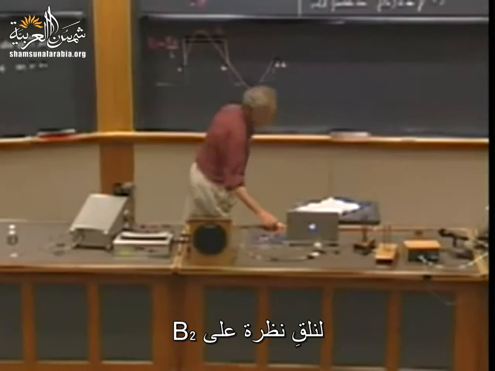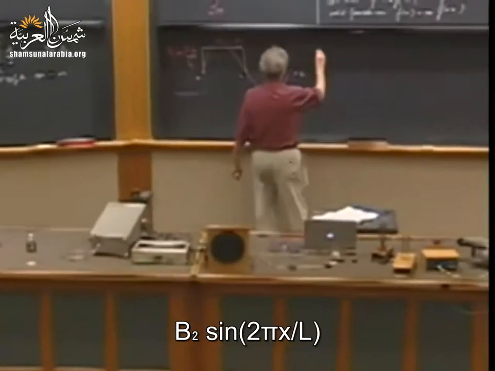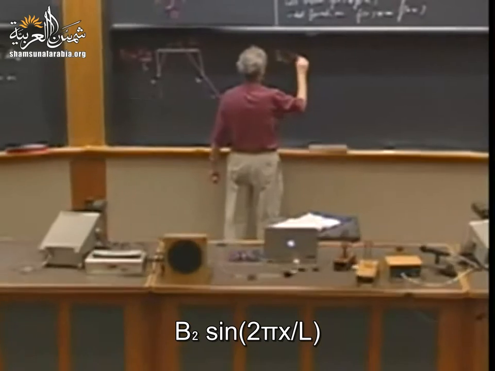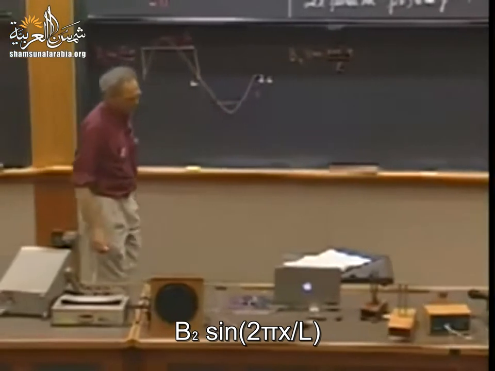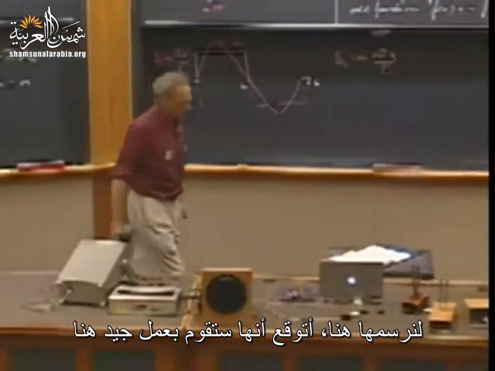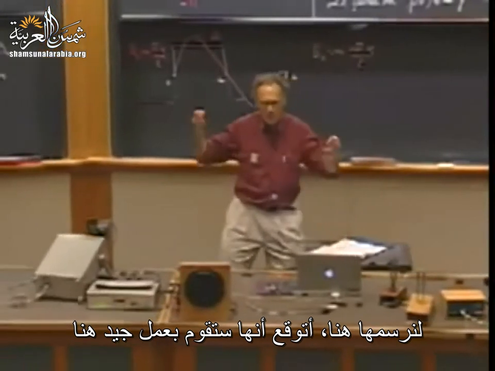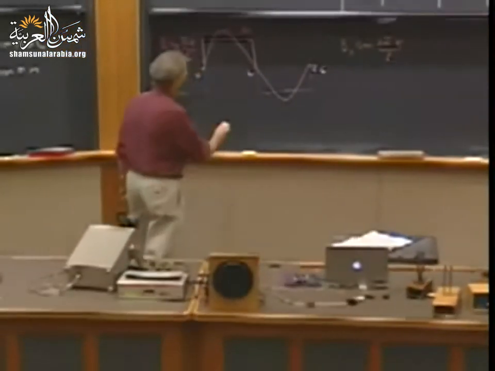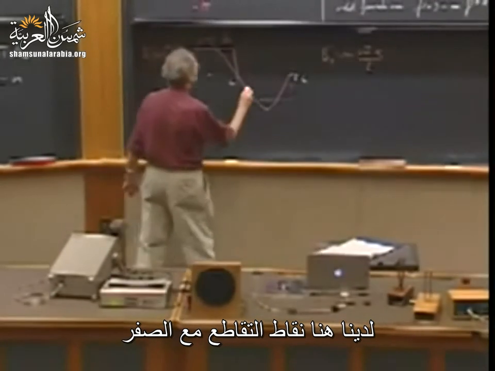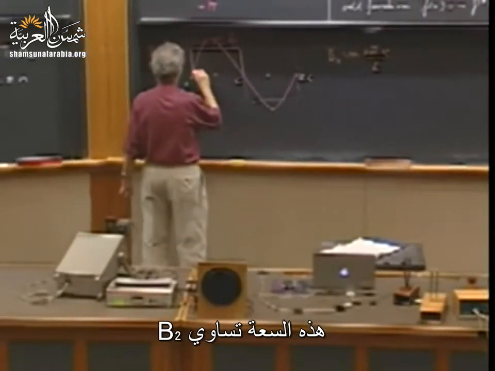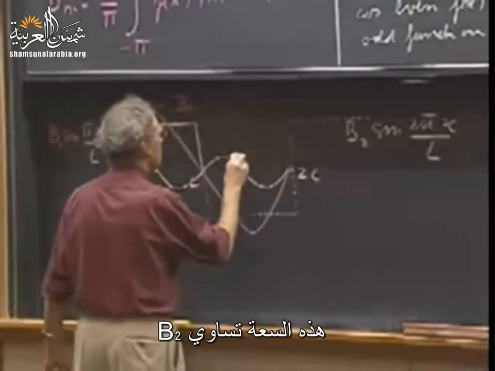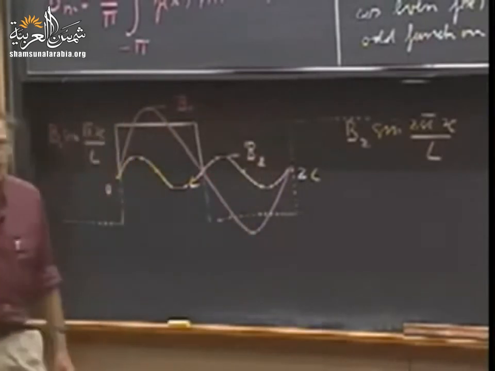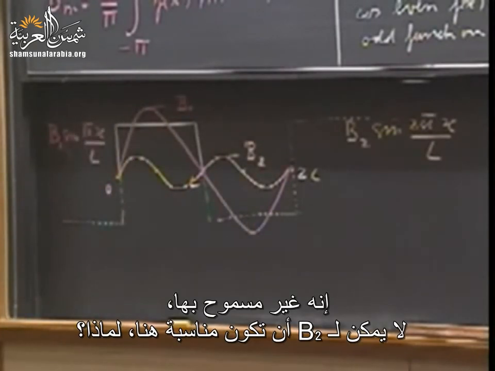Let's now take a look at B2. B2 times the sine of 2 pi x over L. Let's put it in there. I'm full of expectations that B2 will do a great job. So we have here 0 crossings. So here is my B2. And this amplitude is B2. Out of the question. There is no way that B2 can do me any good.